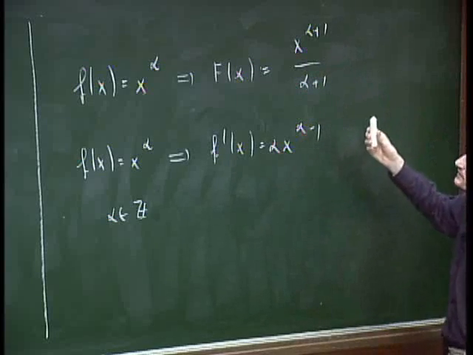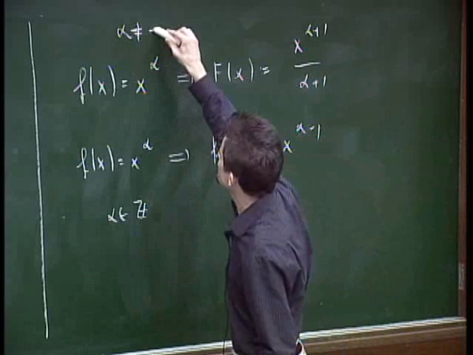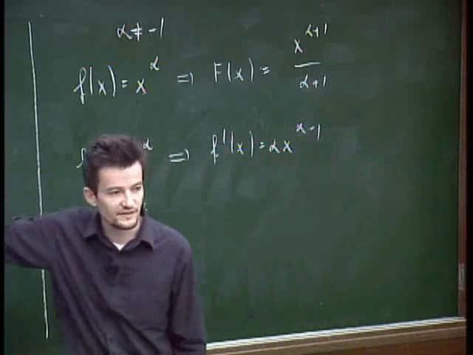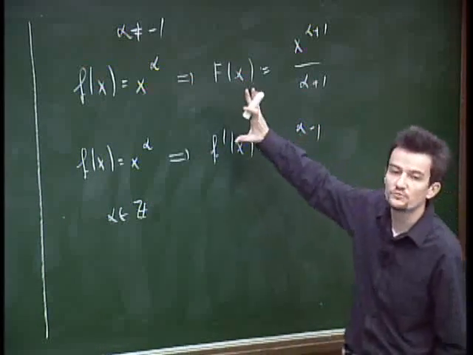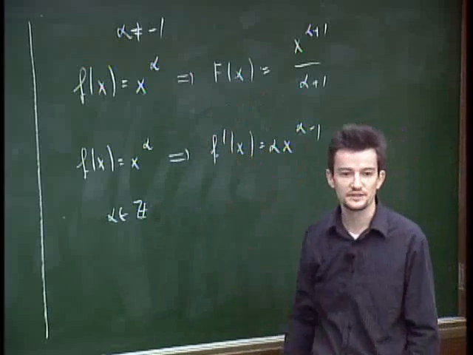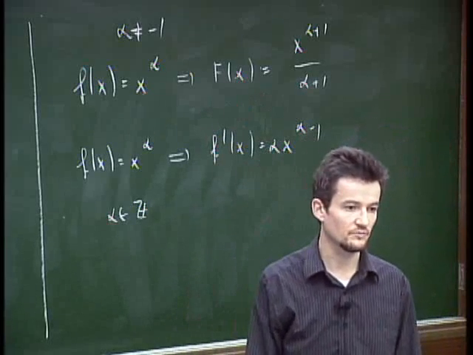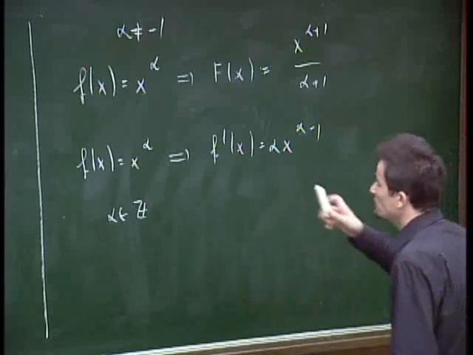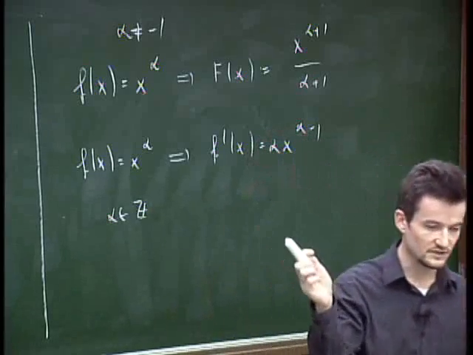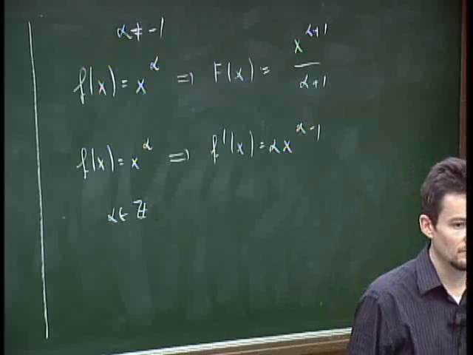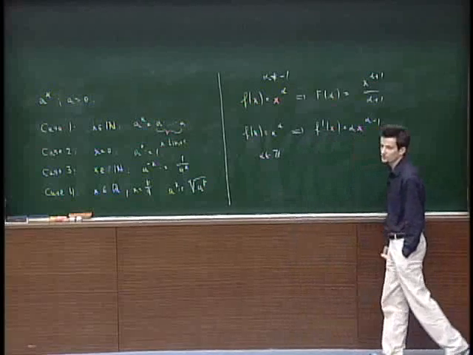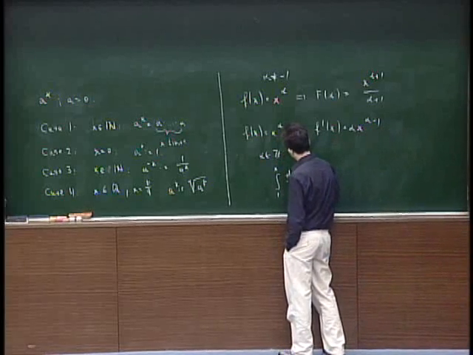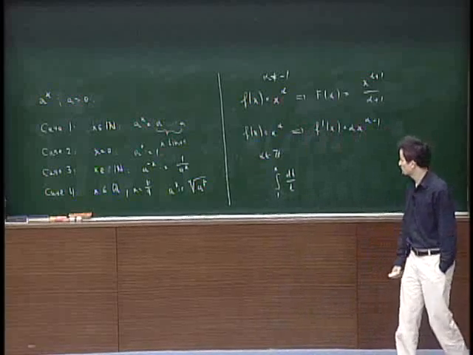But we observe that there is one case we cannot cover, namely the case alpha equals minus 1. So if we would have never defined the exponential function, at this point we still have the question: what is the antiderivative of 1 over x? And we cannot find an expression for it. But we know that 1 over x on the interval from 0 to infinity is a continuous function, so it must have an antiderivative. We can also give a complicated version of the antiderivative, namely the integral from 1 to x of dt over t is an antiderivative of the function 1 over t.